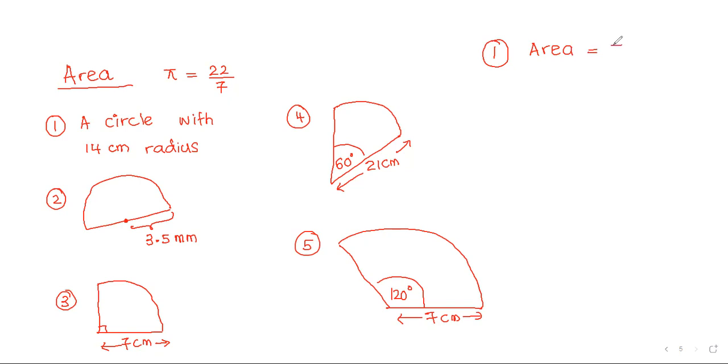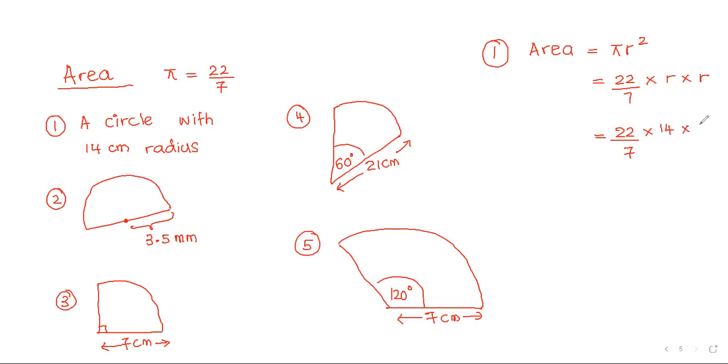It is πr squared. And they have given the pi value you want to use. It is 22 over 7 multiplied by radius multiplied by radius. What is the radius value they have given? It is 14 centimeters. Then what do you want to do? You substitute the given value.